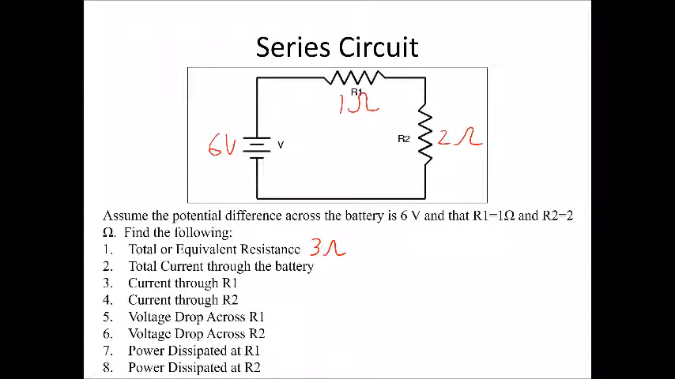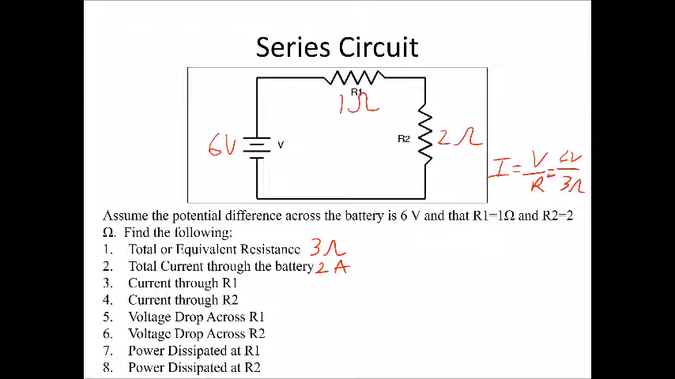To find the total current, we're going to use Ohm's law, which solved out for current is I equals V over R. So our V is our battery voltage or potential difference, 6 volts. We're going to divide that by our total resistance, which was 3 ohms. So 6 divided by 3, we end up with 2. Current is measured in amps or amperes, 2 amps.